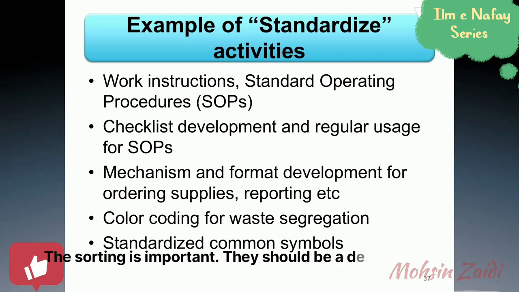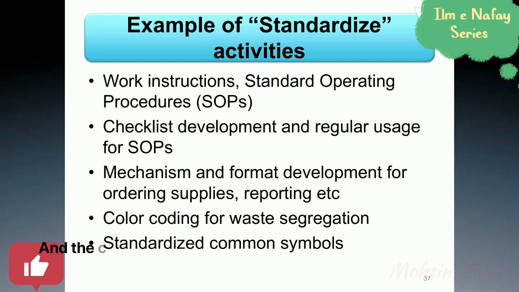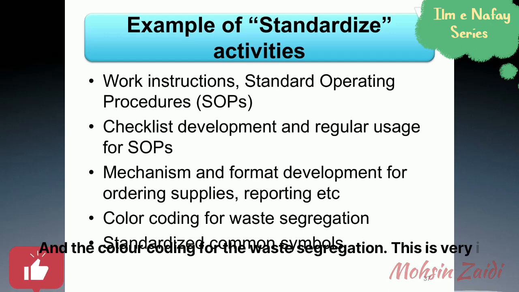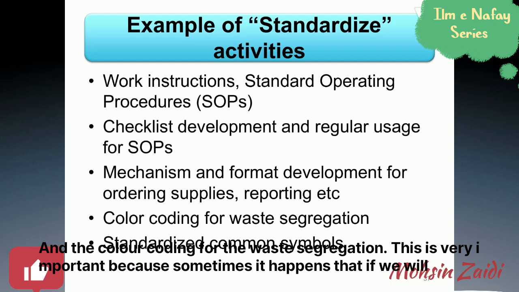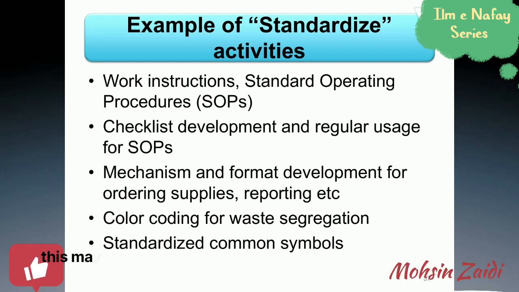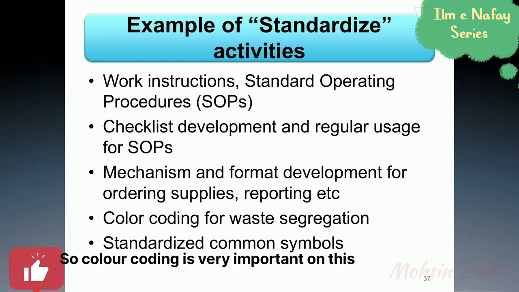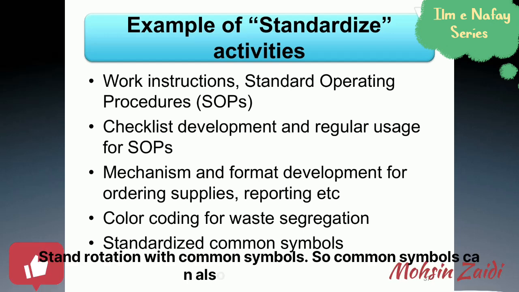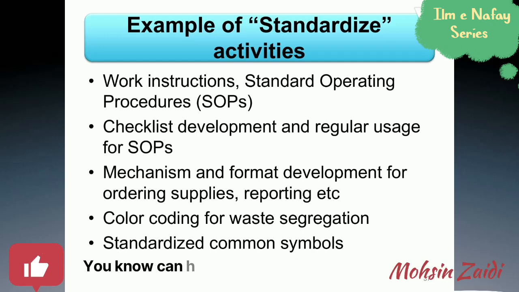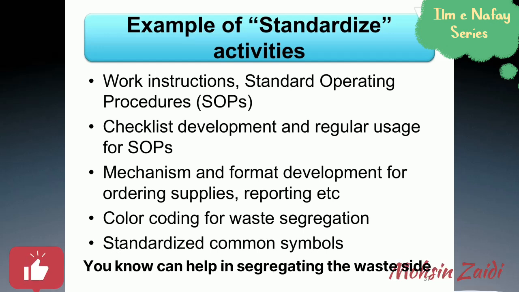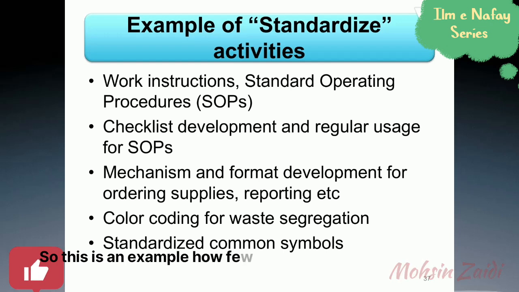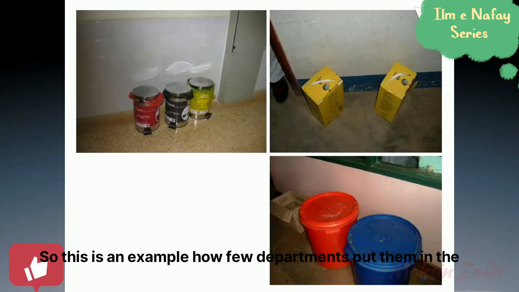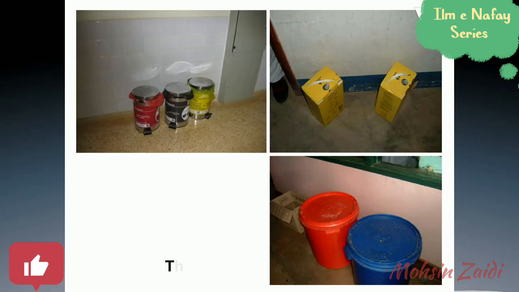There should be a definite mechanism for every step, and color coding for waste segregation. This is very important because sometimes, if we do not color code the waste segregation, it may happen that OK products go to the waste side. So color coding is very important from this point of view. Standardization, common symbols. Common symbols, like icons, can help in segregating the waste as well. So this is an example of how a few departments put them in the 5S category.